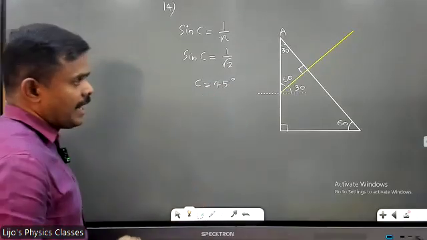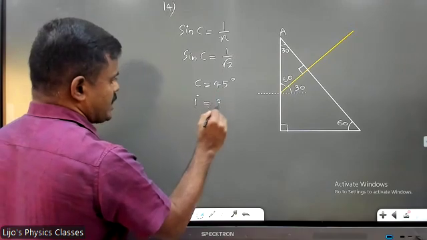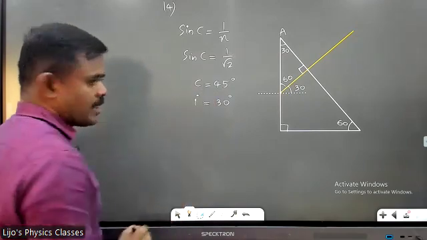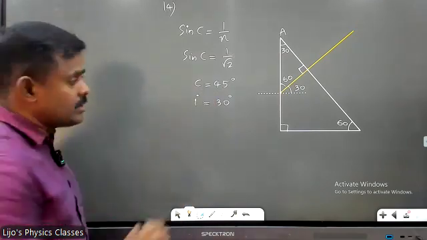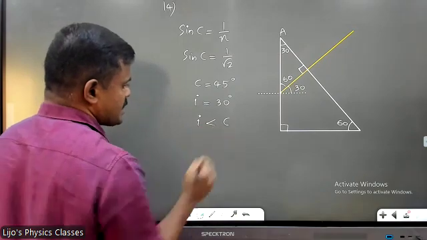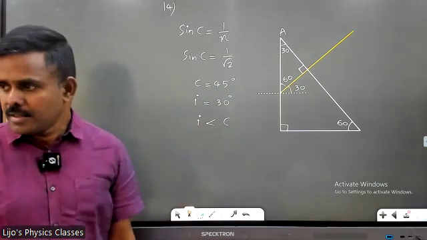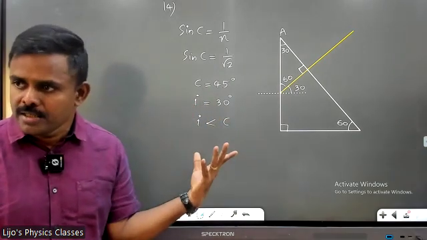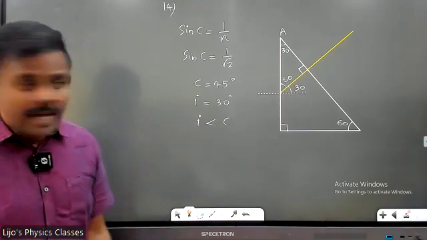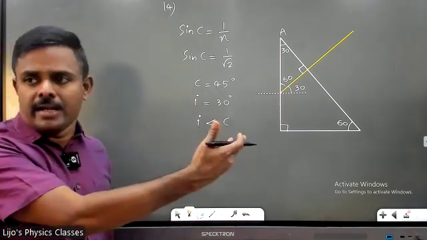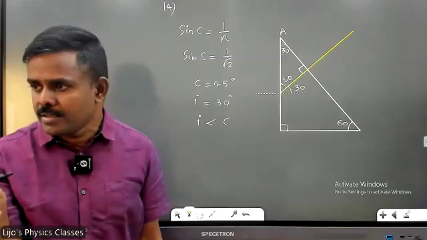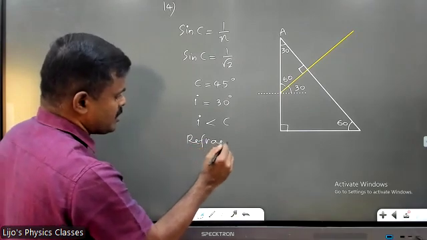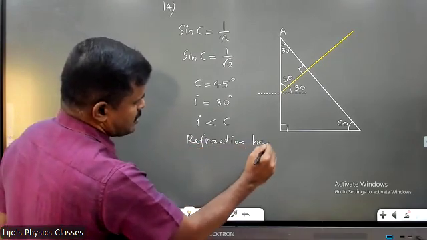All right. Angle of incidence is what? Angle of incidence is 30 degrees. So which is bigger, 45 or 30? 45, no? So I can say angle of incidence is less than the critical angle. Angle of incidence is only 30, critical angle is 45. Critical angle is bigger. Greater than critical angle, TIR will happen. Less than critical angle, refraction happens. Refraction happens. Write it.